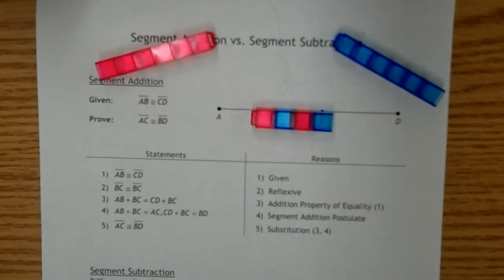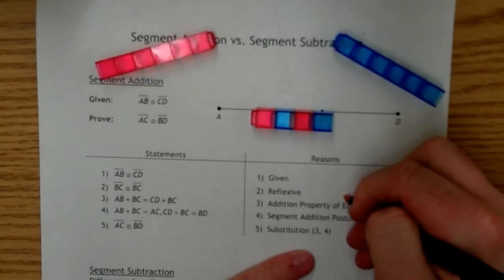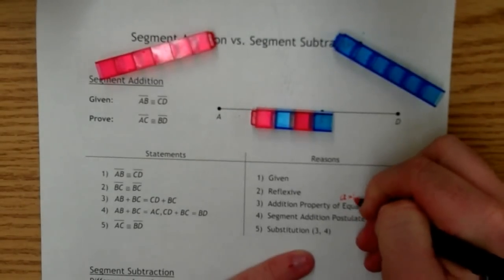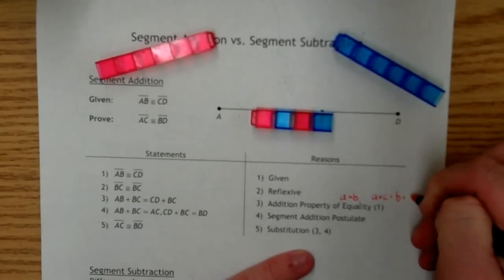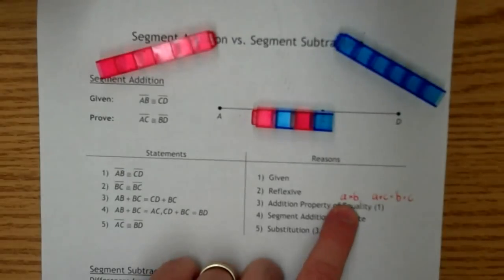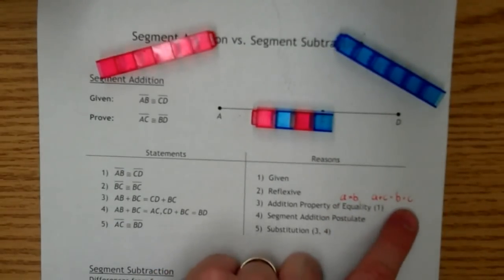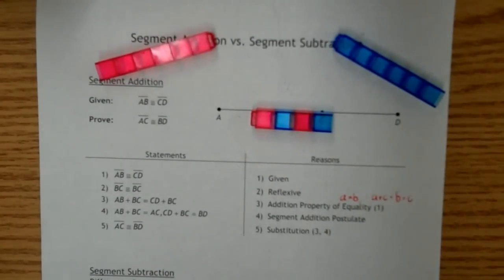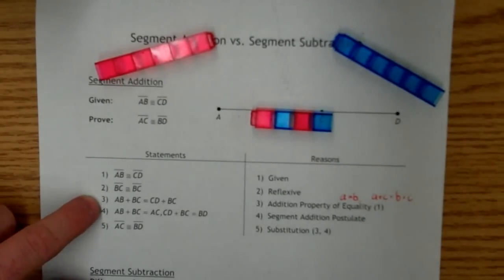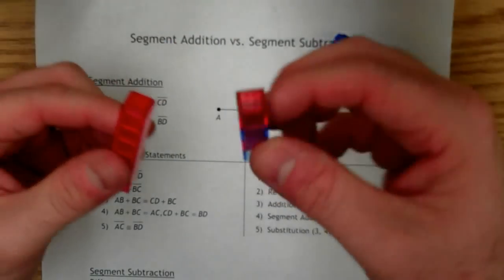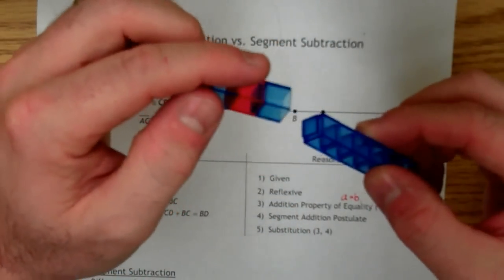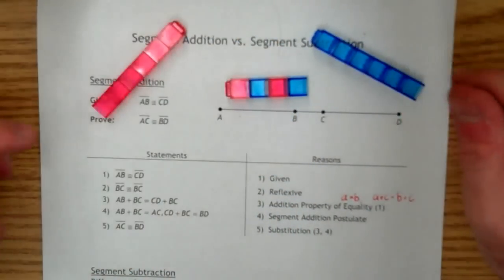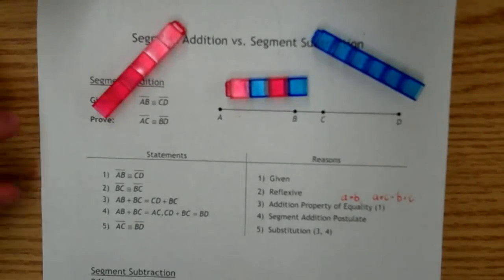In other words, the addition property of equality says if A equals B, then A plus C equals B plus C. It says if you have two things that are equal, you should be able to add the same thing to both sides and the result should still be equal. So that's what's going on here in step number 3. I'm just saying that if I were to take this and add this to it, or I were to take this and add this to it, the result should be the same. So that's what happens in step number 3.